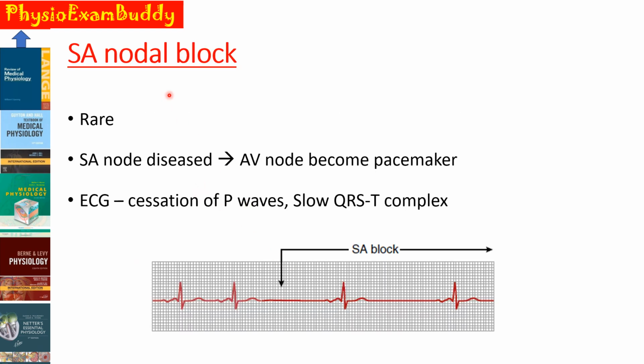First, about the SA nodal block. This is a very rare condition, and here the SA node will become diseased. So the next potential pacemaker, that is the AV node, becomes the pacemaker. In SA nodal block, the ECG is characterized by cessation of the P waves. That is, there is stoppage or no P waves. And the QRS complex will be slowing. That is, the gap between the QRS complexes will increase.